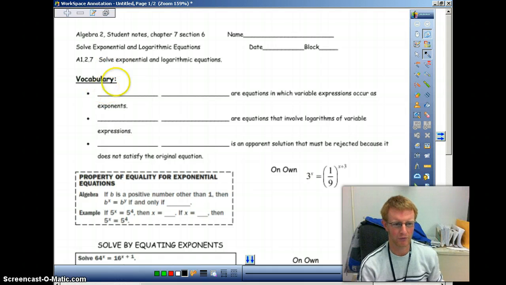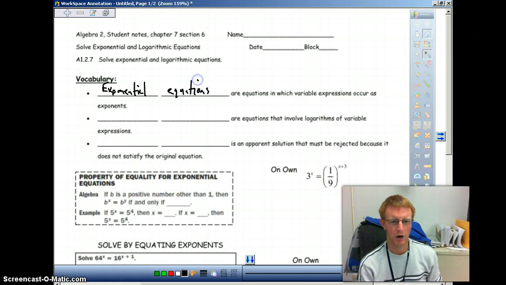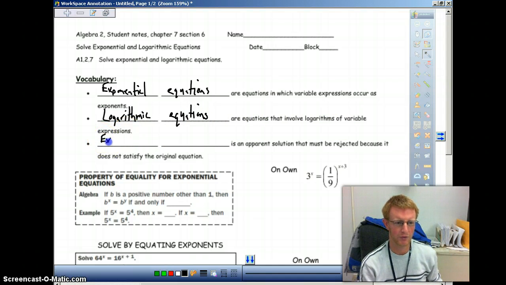Let's start with just a couple of quick definitions. These are pretty straightforward. The first one is exponential equations. Are equations in which variable expressions occur as exponents. The second one is logarithmic equations. Are equations that involve logarithms of variable expressions. And the last one is something you're familiar with, extraneous solutions.